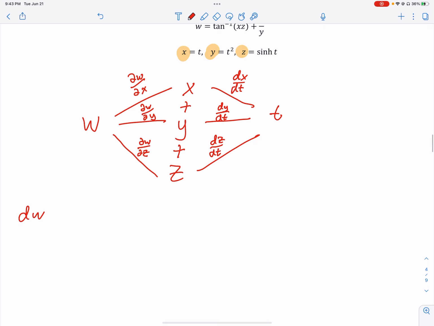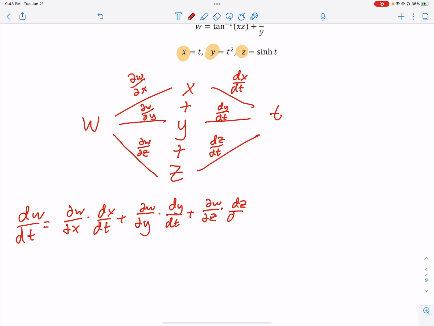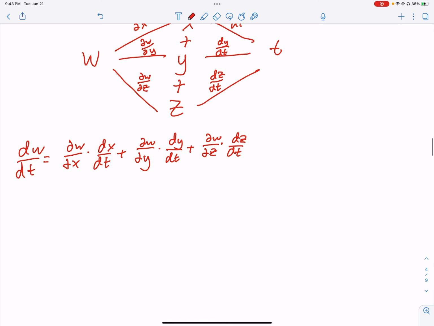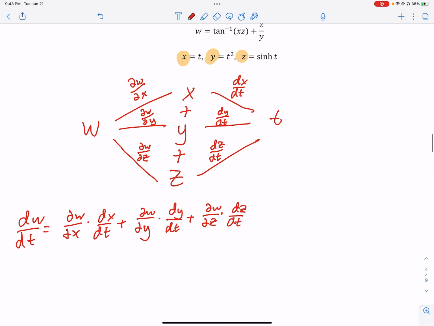So I'm going to write that dw dt is the partial of w with respect to x times dx dt, plus the partial of w with respect to y times dy dt, plus the partial of w with respect to z times dz dt. So there's my formula. I used the concept map there to come up with that. So now I just need each part, dw dx.